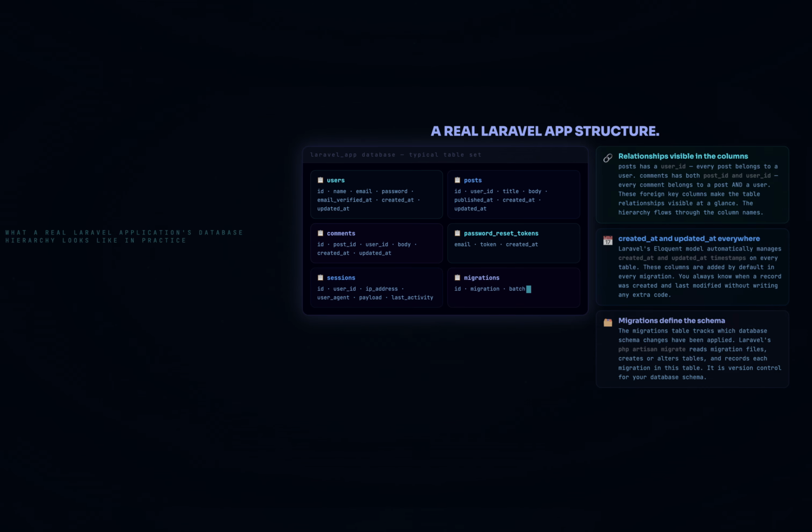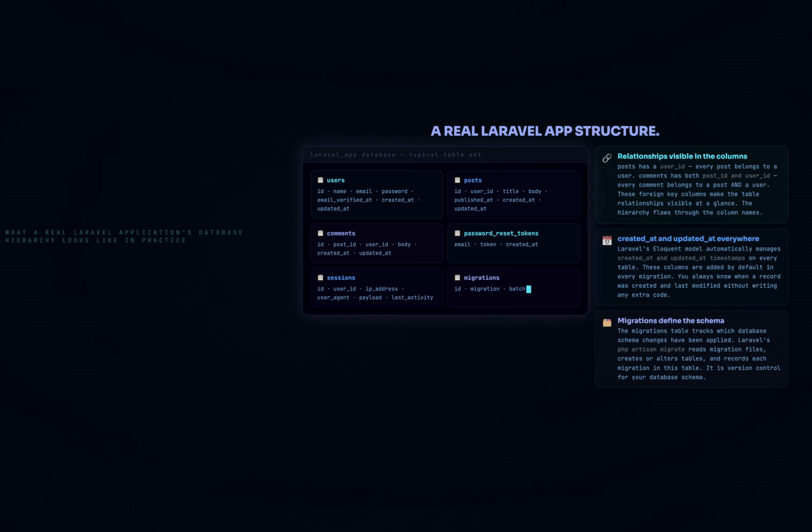Here is what a real Laravel application's database looks like. The users table: ID, name, email, password, email verified at, created at, and updated at. The posts table: ID, user ID, title, body, published at, created at, and updated at. The comments table: ID, post ID, user ID, body, created at, updated at.